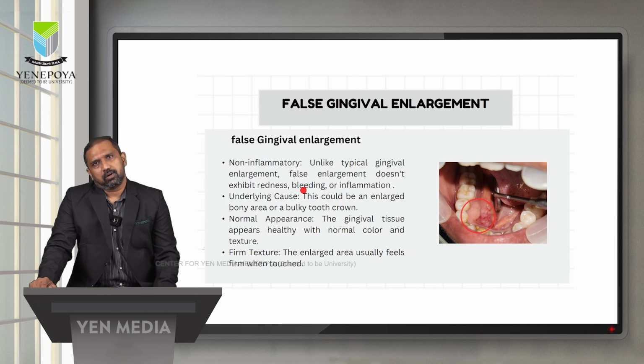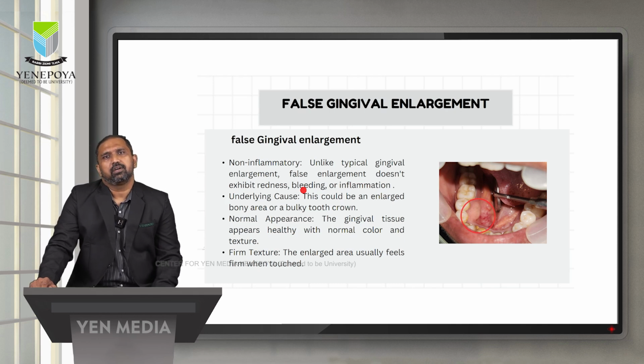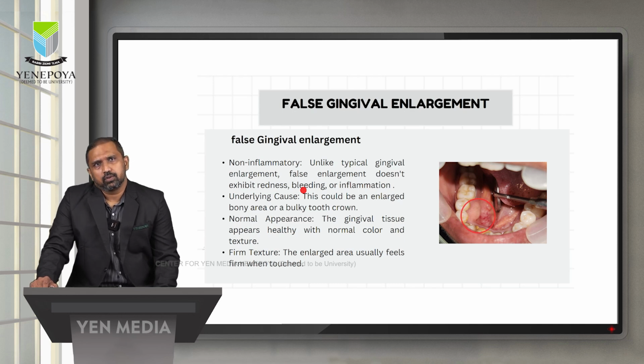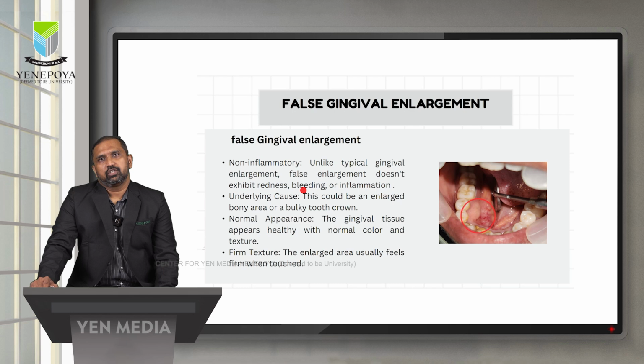One more category is called a false gingival enlargement. False gingival enlargement typically gives an illusion that it is an enlargement, but there won't be any pathological changes happening in the gingival tissues. It is not because of a pure enlargement of the gingival tissues, but there are underlying changes happening in the bone, which could be developmental or sometimes pathological. This enlargement gives a false illusion that the gingival tissues have also enlarged. But if you look at the texture and appearance of these gingival tissues, they appear normal in consistency and texture.